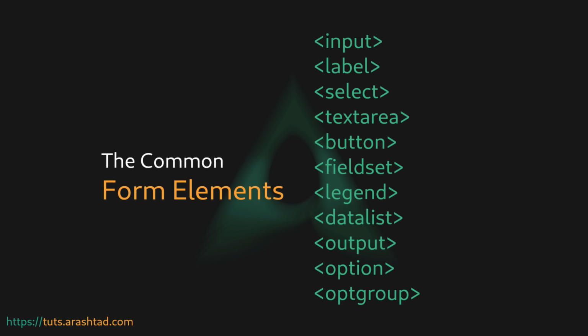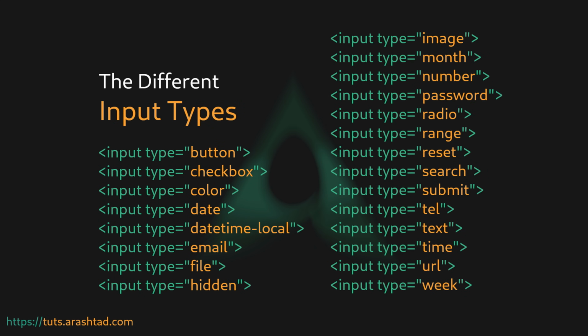Now it's time to fill our form with some elements. What you are seeing on the screen are the most common form elements that we can use inside our form tag. First, let's start with input. What you see here are the different types of input elements. As you see, we have a large list of input types to use for collecting different types of information. In this tutorial, I use some of these input types, but I encourage you to experiment with each of them to see how they look and what they do.